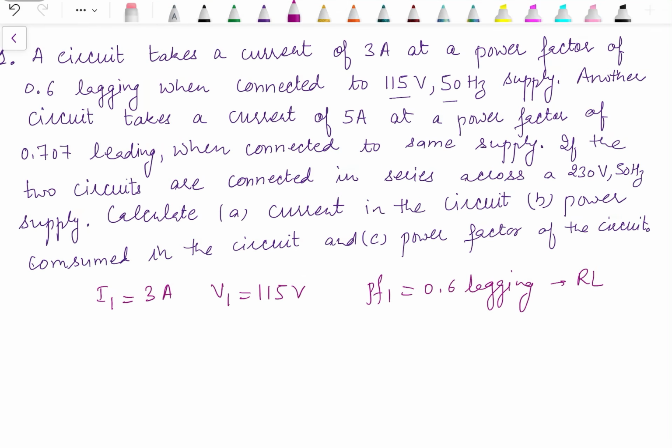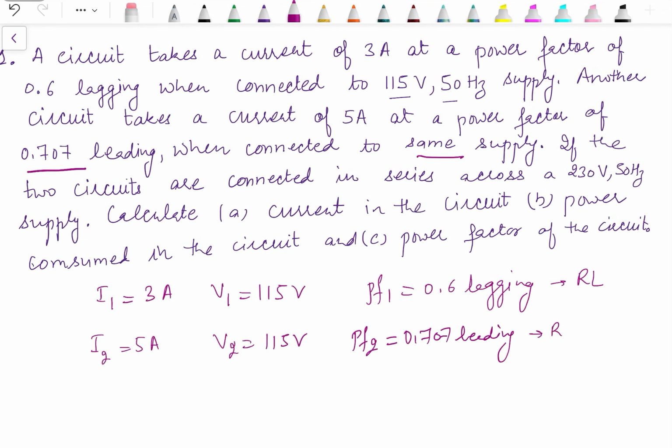Another circuit takes 5 ampere at a power factor of 0.707 leading. I2 is 5 ampere when connected to same supply, so V2 is 115 volt. Power factor is 0.707 leading. So when it's a leading power factor, it means this is an RC circuit.